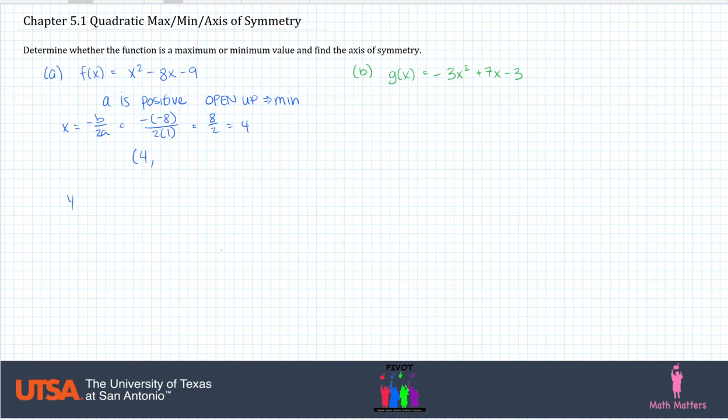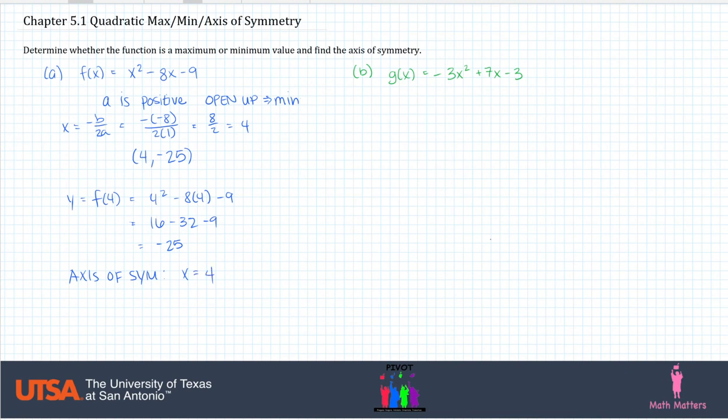Then to find the y, we have f of 4. So we have 4 squared minus 8 times 4 minus 9. This gives us 16 minus 32 minus 9, which gives us negative 25. So the vertex is (4, negative 25). So the axis of symmetry is going to be the line x equals 4.